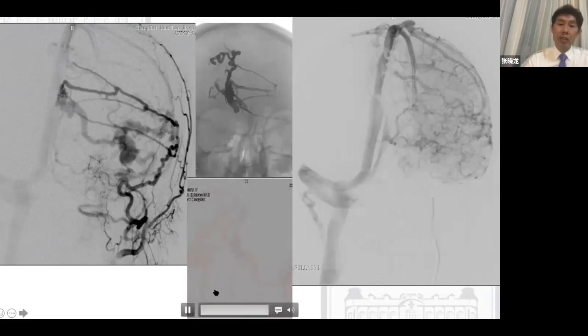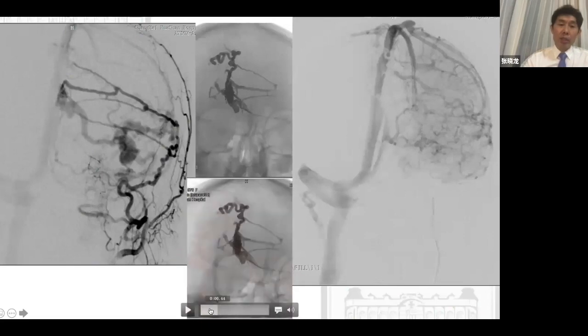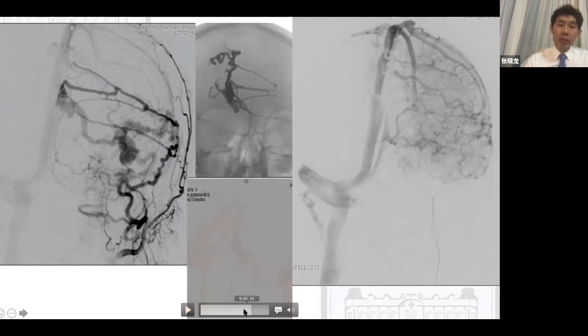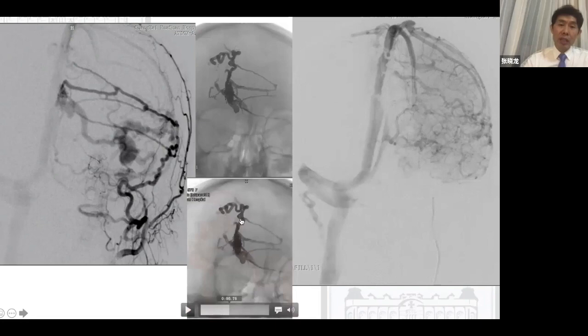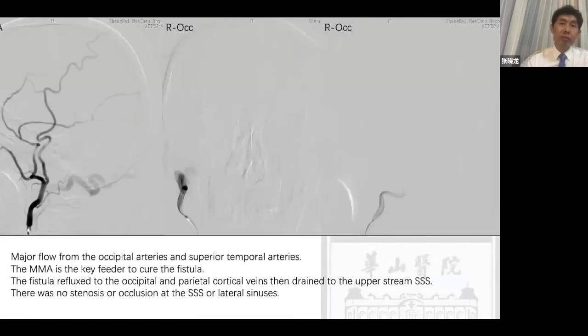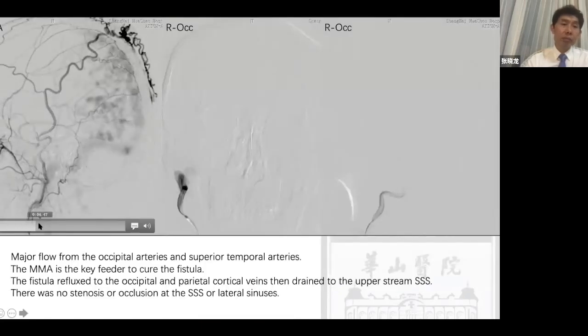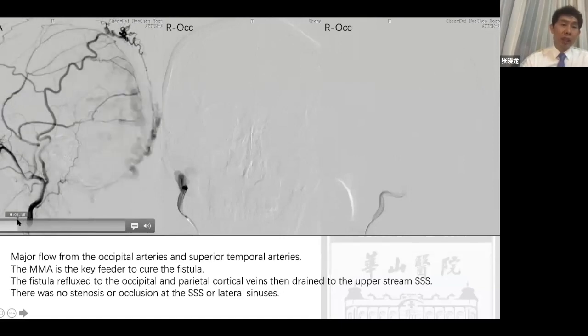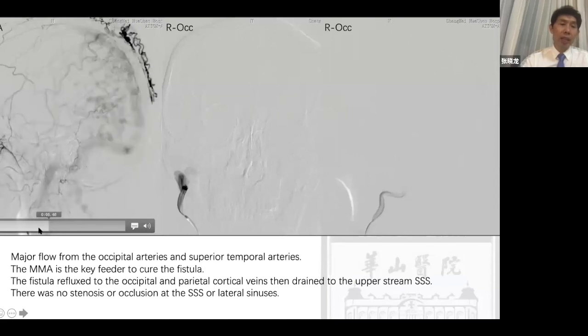superior sagittal sinus. And from the 3D roadmap, we can clearly know that the fistula site is here. Nothing to do with the superior sagittal sinus. So this is the type of the bridging vein. And another one is a little more complex.